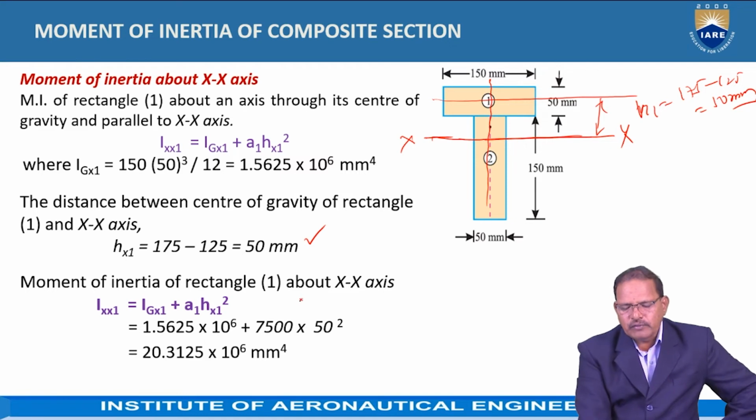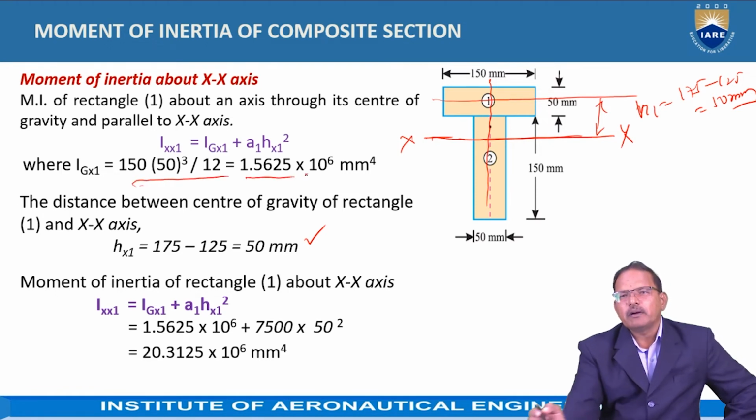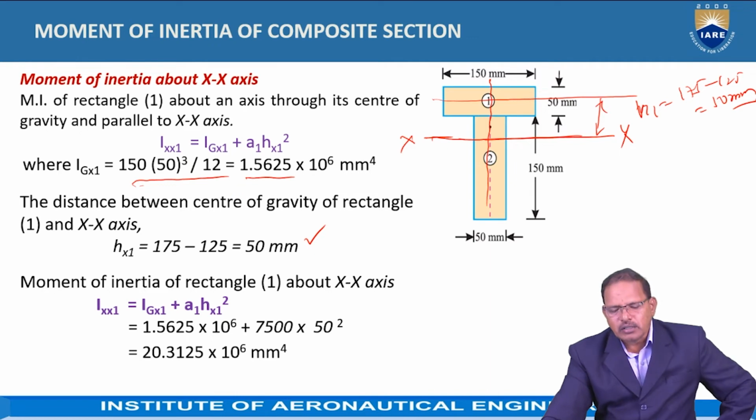The moment of inertia of the first rectangle about the x-axis is equal to IGX1 plus A1 HX1 whole square, where IGX1 is equal to 150 into 50 to the power of 3 by 12, which is equal to 1.5625 into 10 to the power of 6 mm to the power of 4.